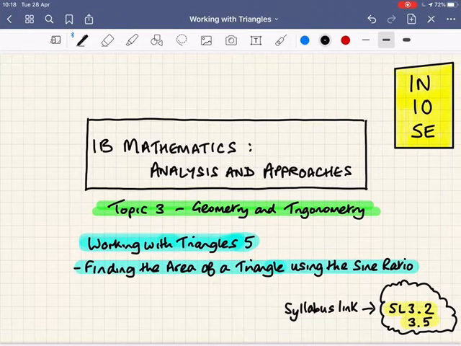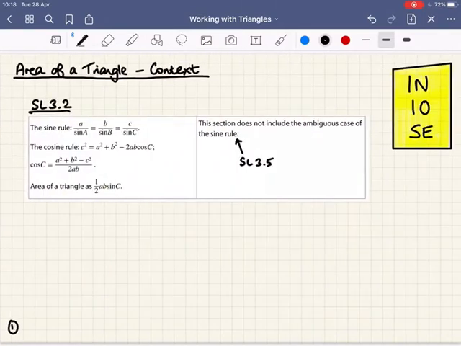Hello and welcome to this IB Maths Intense session, part of our topic 3, geometry and trigonometry, working with triangles. This time we're looking at how to find the area of a triangle using trigonometry, specifically the sine ratio. This is on the syllabus as part of SL 3.2. You can see there it refers to finding the area of a triangle.